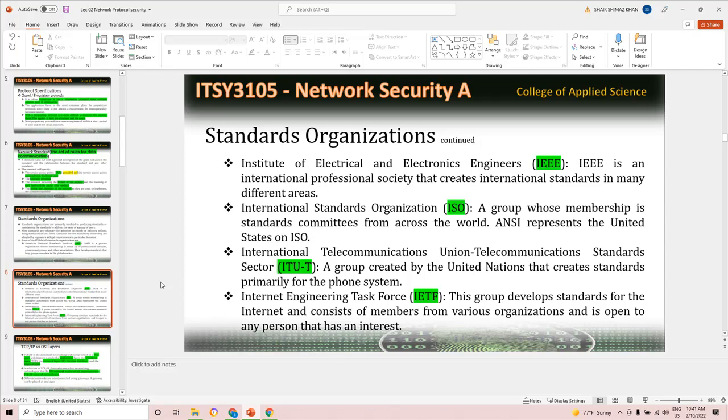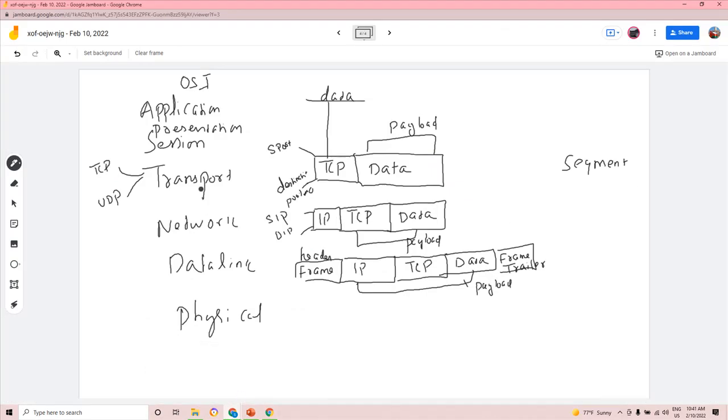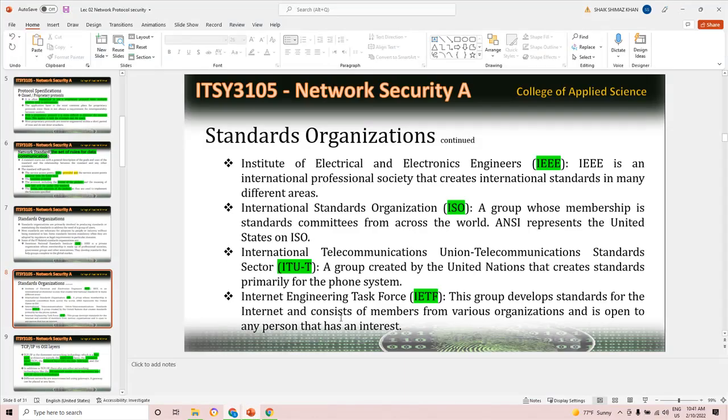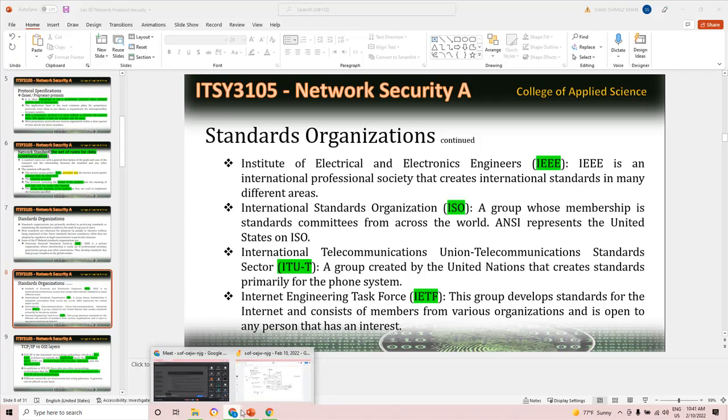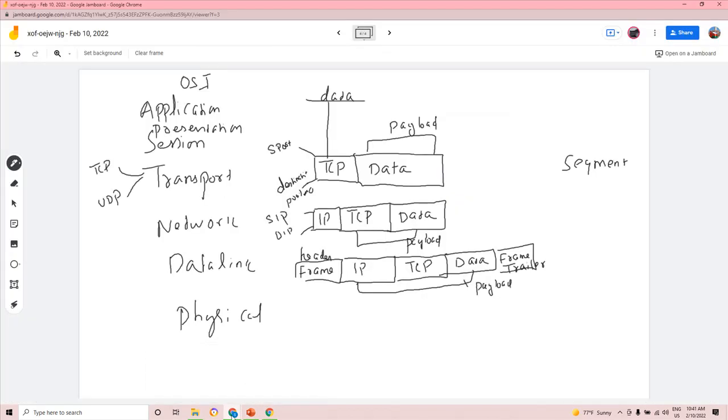Then ISO. This ISO is very important. Why? We discussed this OSI layer, and this OSI layer actually came from the ISO. Clear? It is a group whose membership is the standards community from across the world. ANSI represents the United States on ISO. So the ISO organization, please understand, they are the ones who developed these OSI layers.